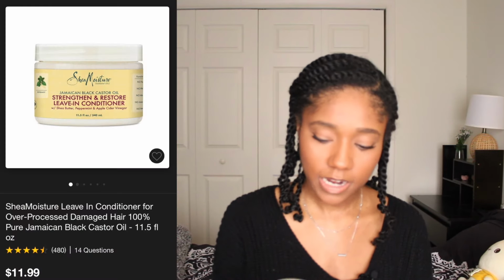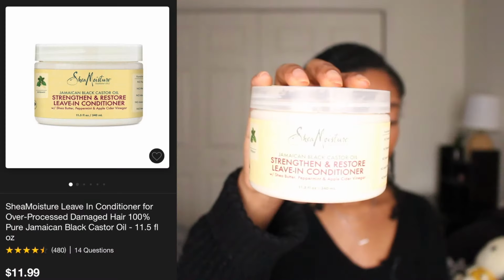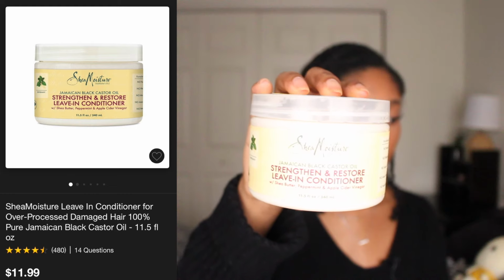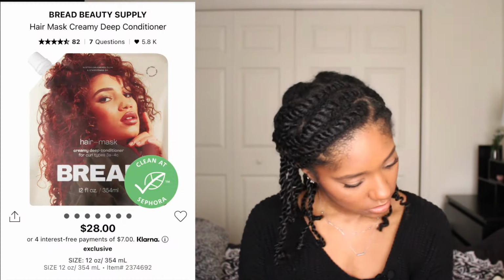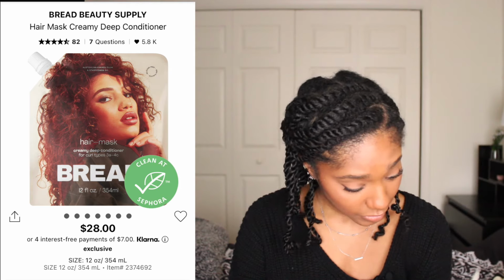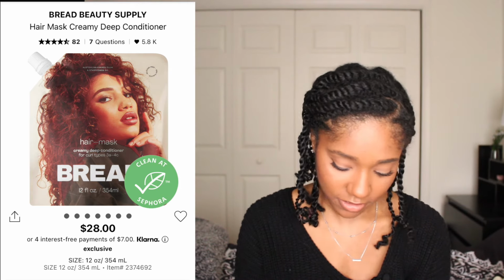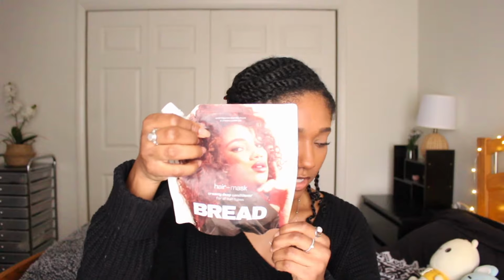So I'm going to show you some products that I would recommend. For example, this is the Shea Moisture Jamaican Black Castor Oil Leave-In Conditioner. This is an example of a good protein moisture balanced product. Another product that is protein moisture balanced would be a mask. This is the Bread Beauty Supply Hair Mask Creamy Deep Conditioner. These are two products that are good protein moisture balanced products.